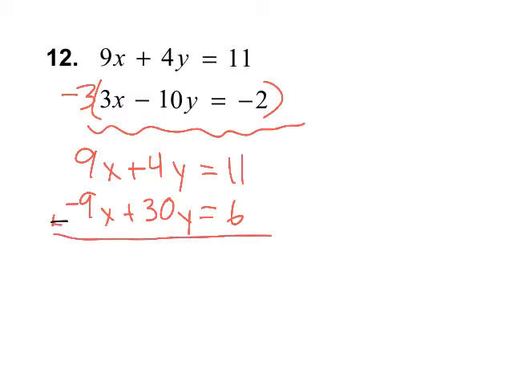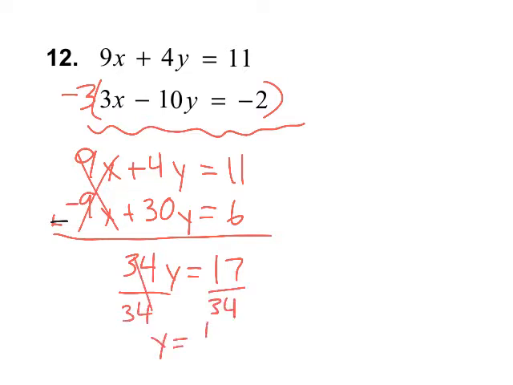Now I'm ready to add down. X's eliminate. I have 34y and I have 17. Did I mess something up, or is this supposed to be a 1/2? I got 1/2. You guys all got 1/2? Okay, so divide by 34 on both sides.